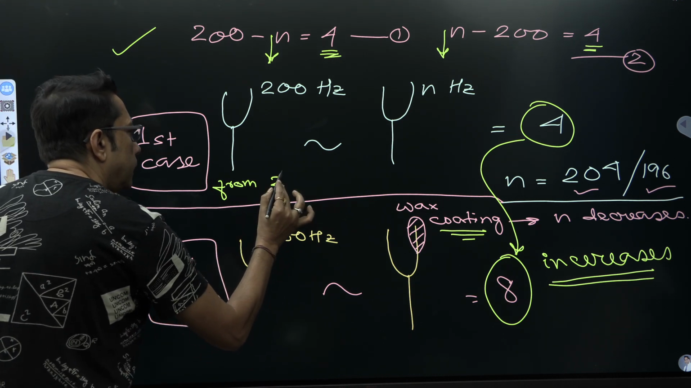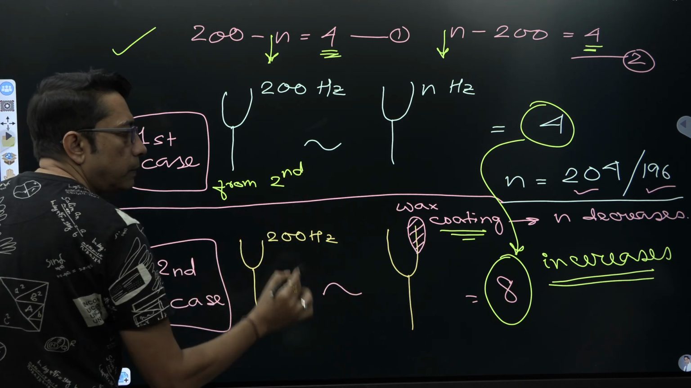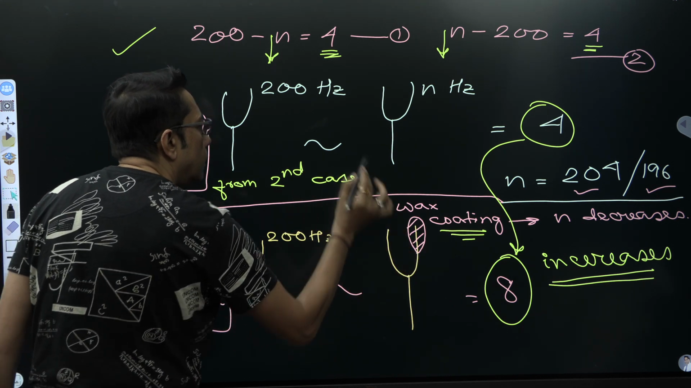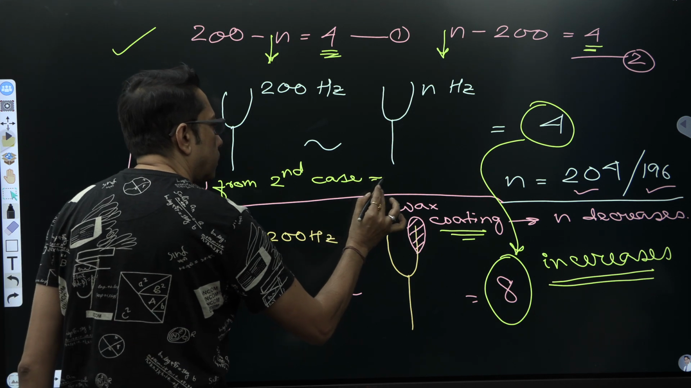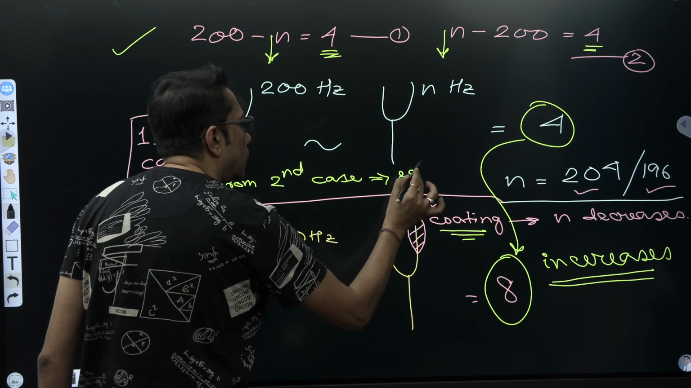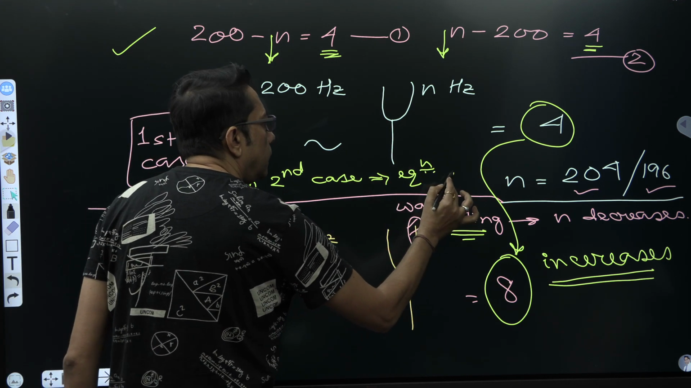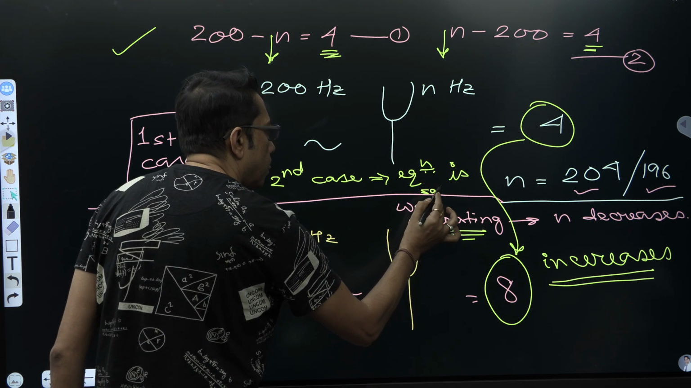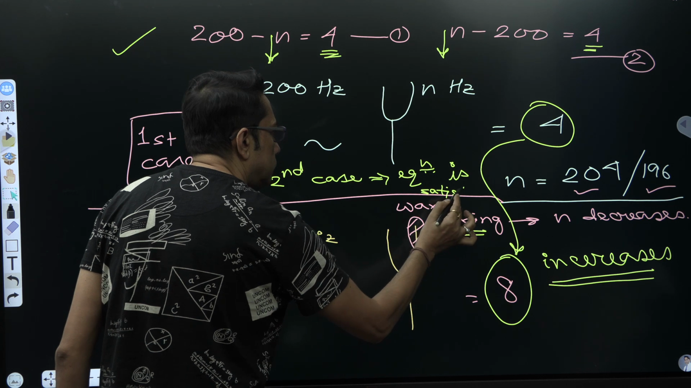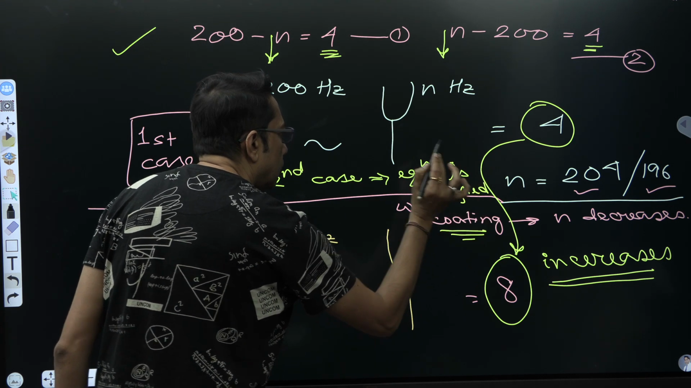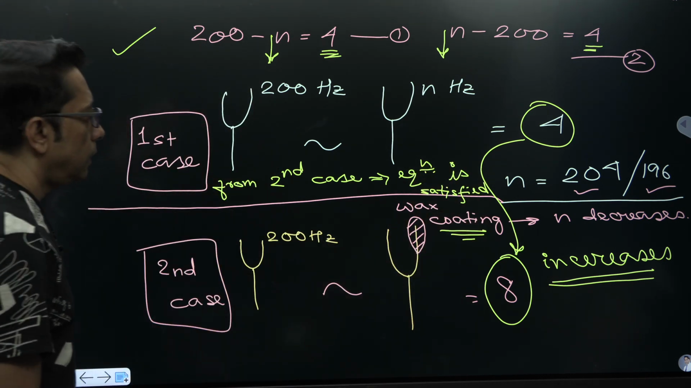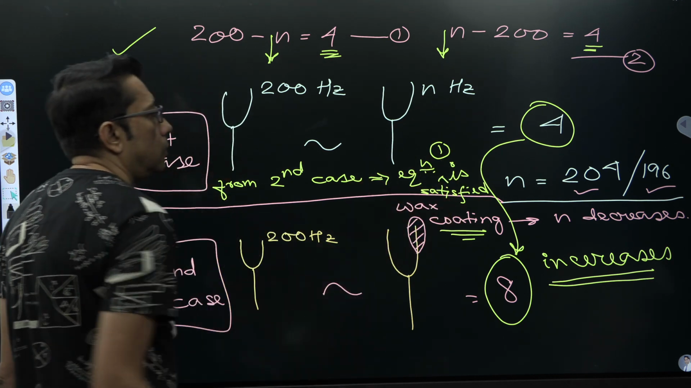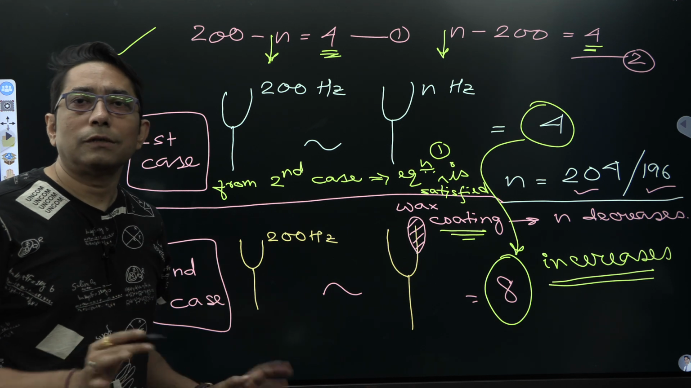Then, after writing these two equations, from the second case, that means after placing wax coating, we can say what? Equation 1 is satisfied. From the second case, equation 1. I forgot to write it. Equation 1 satisfied.